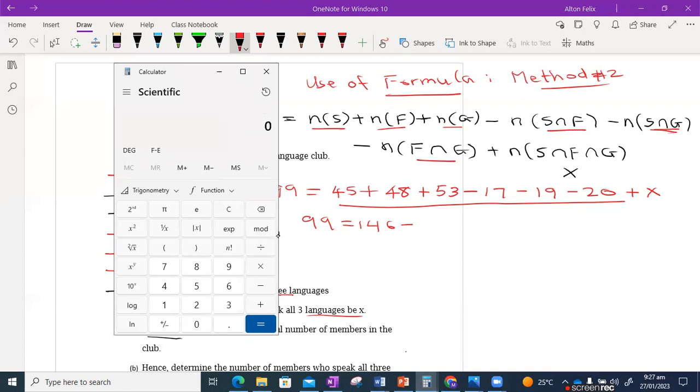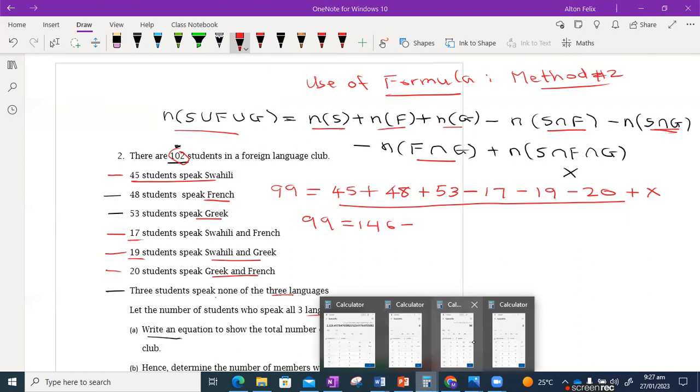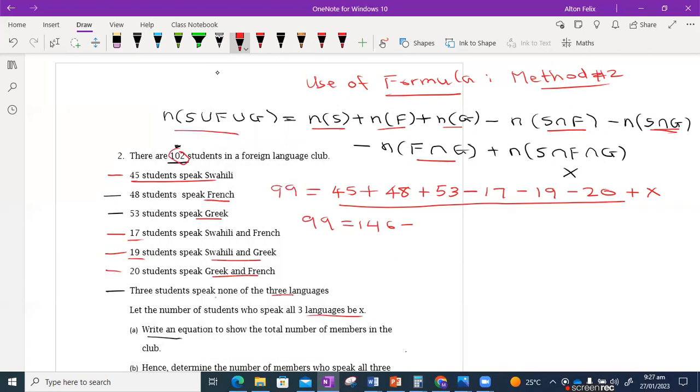All right, let's go. We need to subtract these 3 numbers: the 17 plus the 19 plus the 20. We need to subtract this total, which is 56, right? So that looks good. Minus 56. And then we're going to add the X. Now 146 minus 56 is the 90.